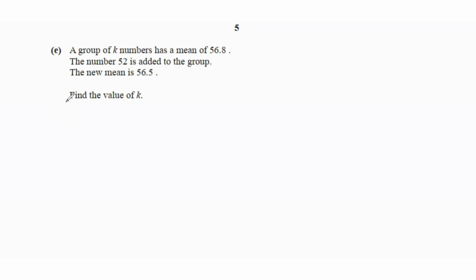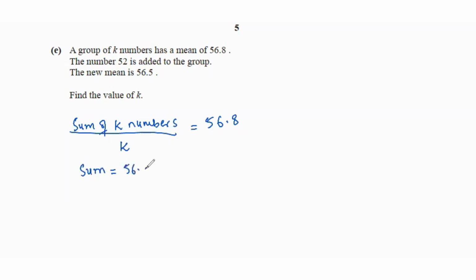So if the sum of k numbers is divided by k, because that is the number of numbers that we have, this equals 56.8. This is your mean formula. So that means this sum will equal 56.8k. Then it says the number 52 is added to the group.